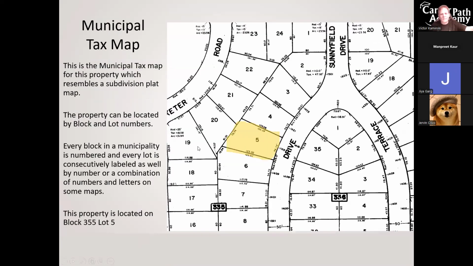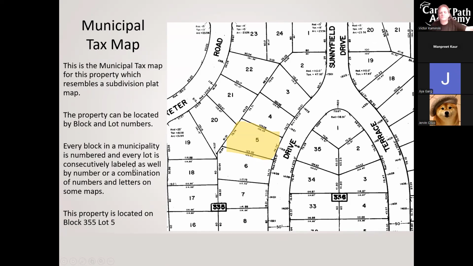So here is the municipal tax map, which is basically a plat map of the area, where you could see there's a block number and lot number. Now, block and lot numbers are not sufficient legal descriptions of land. What are the three legal descriptions of land?